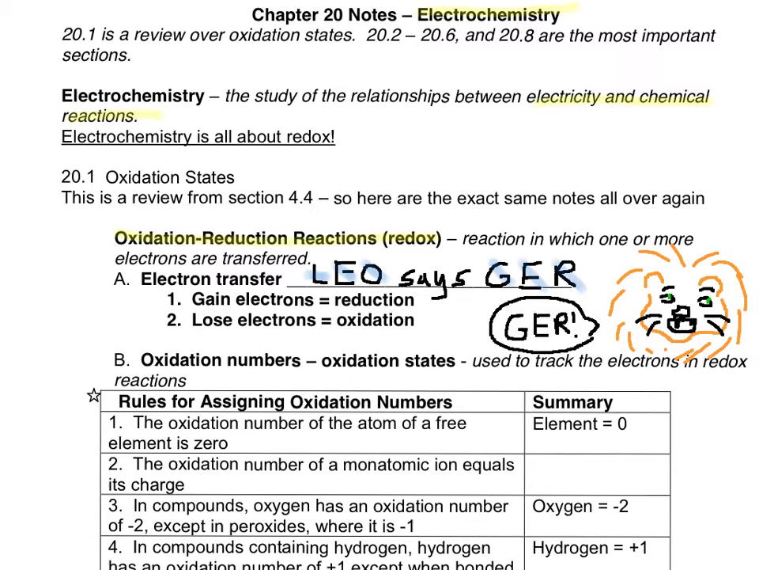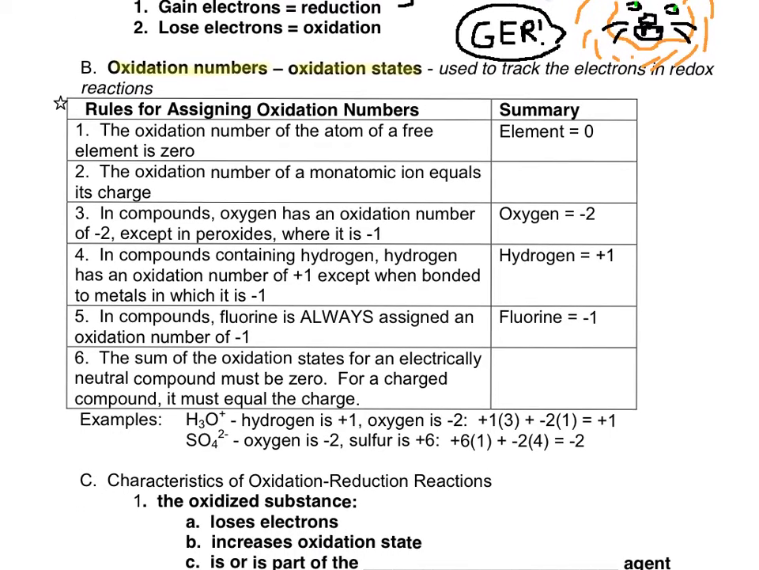To figure out whether something is undergoing oxidation or reduction, you have to trace its oxidation states or its oxidation numbers. Remember that oxidation numbers are not charges. The only thing they are used for is to figure out whether something's undergoing oxidation or reduction. There are a few little rules here that we need to know. If it's a free element, its oxidation state is 0. If it's a monatomic ion, like a sodium ion in sodium chloride, then its oxidation state will equal its charge.